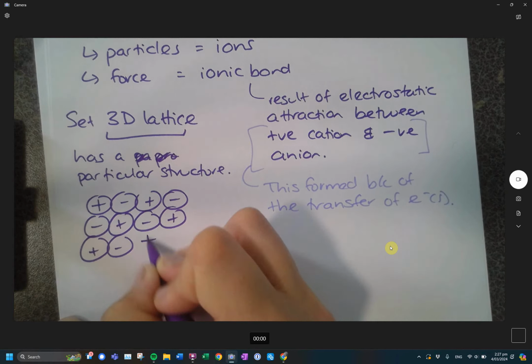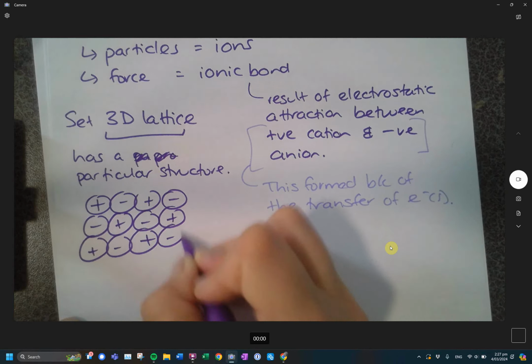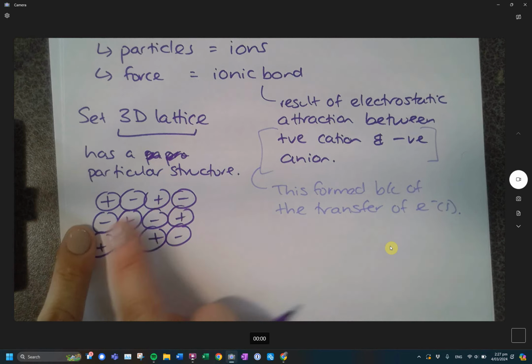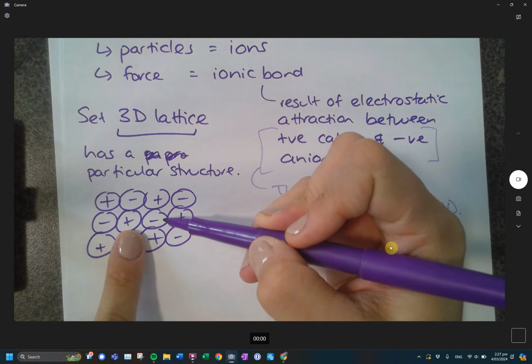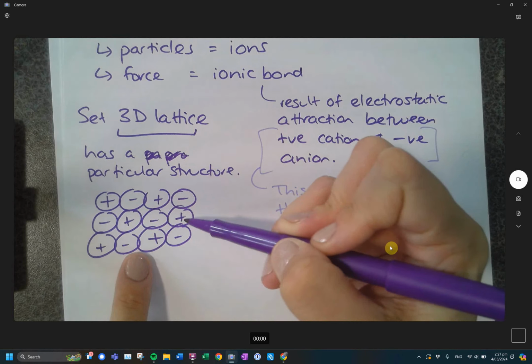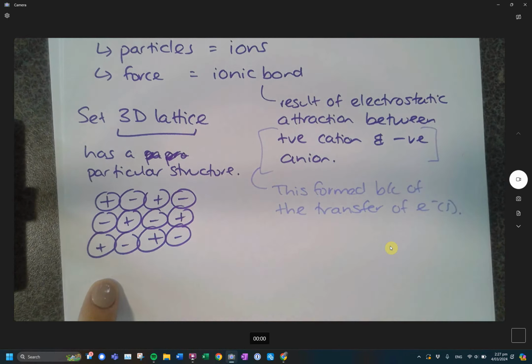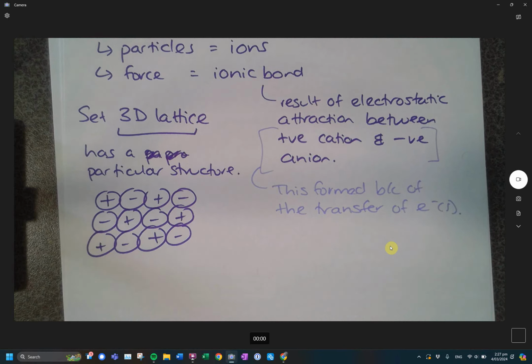Should have probably done that in 2 different colors, but a little late now. So as I'm drawing the structure, we have positive, then negative, positive, then negative, negative, then positive, negative, then positive. So when I look at something that's negative here, you see that everything that's surrounding it is positive. When we look at something that's positive, everything around it is negative. So that's that set structure.